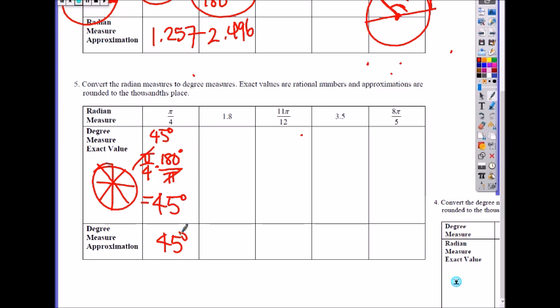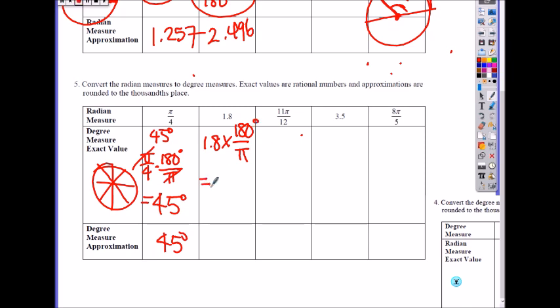What about 1.8? It's not in pi. Usually they're going to give you the radian in terms of pi, but even if it's without a pi, you do the same thing. So it's 1.8 radian times, what's radian in the denominator? Pi, and we're converting to degrees, so I put 180 on top. So it's either 180 degrees over pi that you multiply, or you multiply pi over 180. It's one or the other.